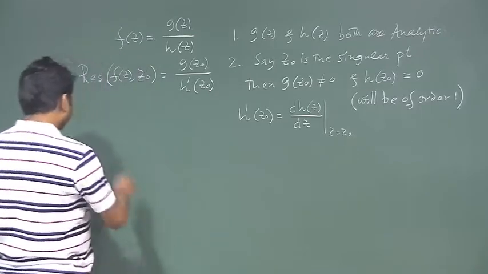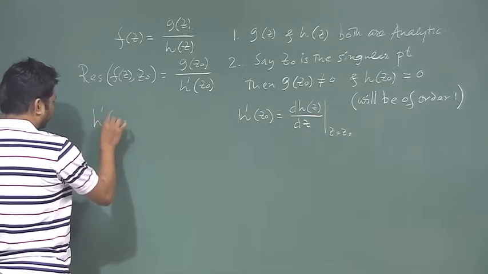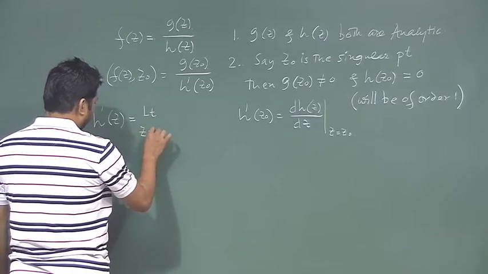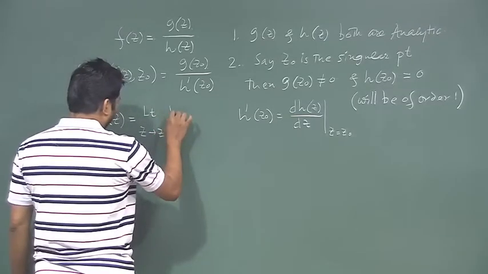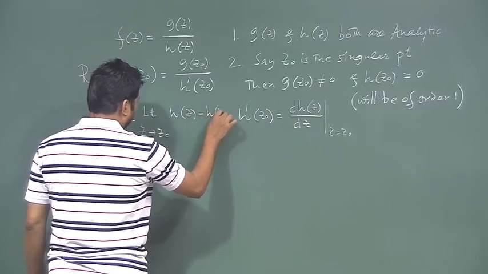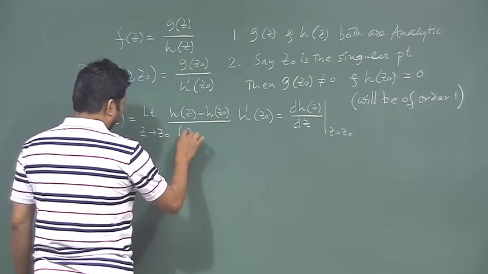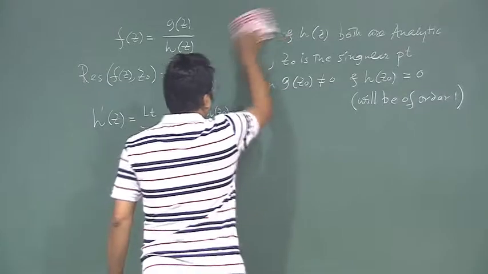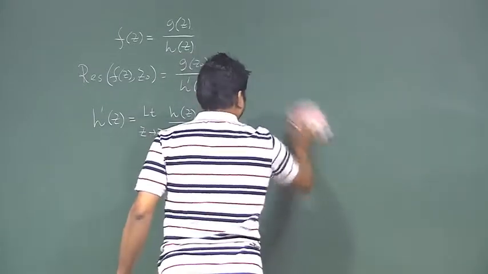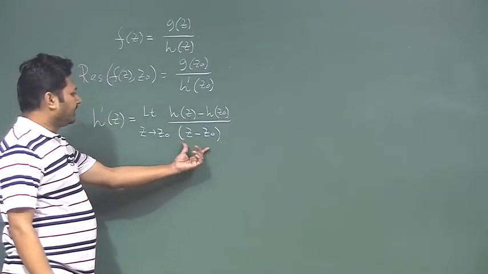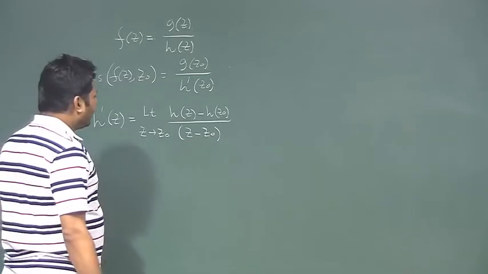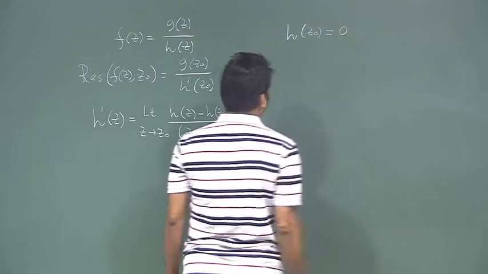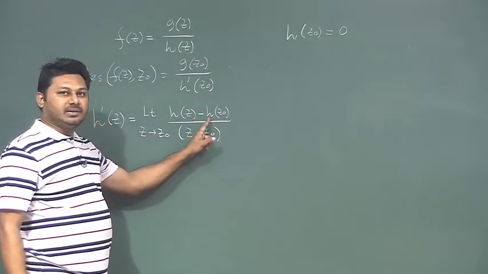In order to prove it, let me first define how h'(z0) is given. It is the limit as z tends to z0 of (h(z) - h(z0)) divided by (z - z0). So, this is the limit. Let me erase this part also, so that I can have the place to write something. Now, in the conditions we mentioned that h(z0) is equal to 0, that is one condition that we have. So, this quantity is going to vanish.